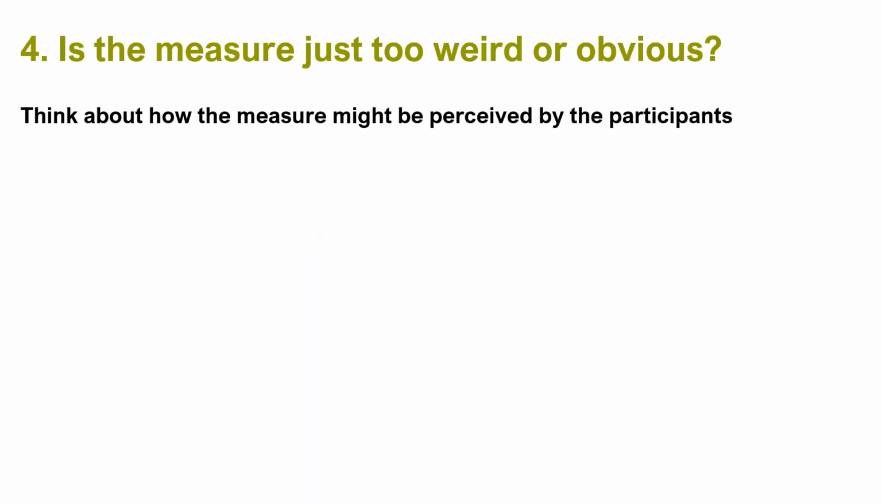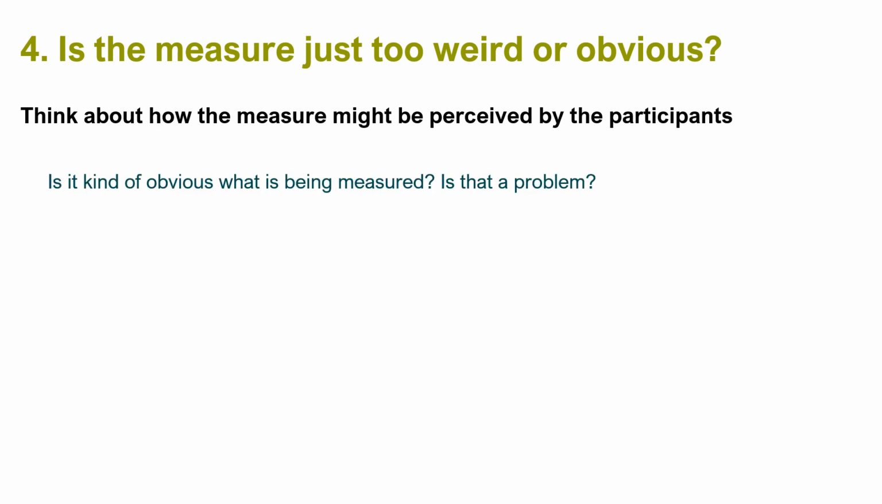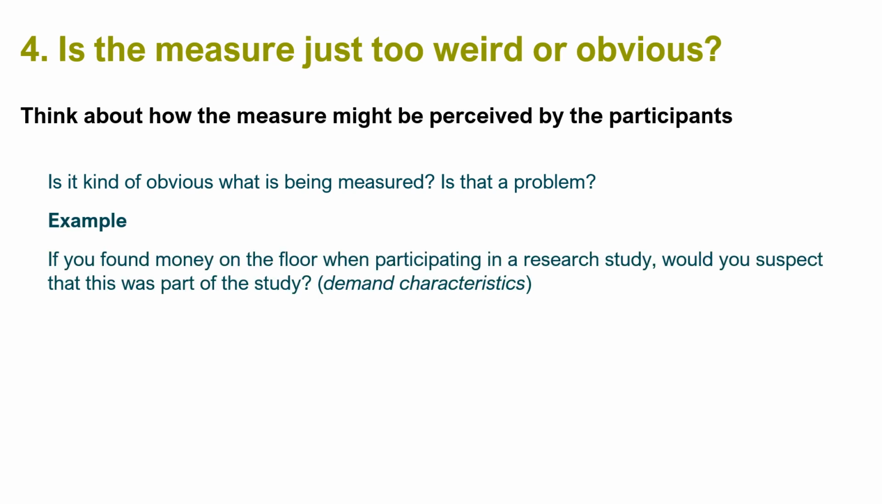Think about how the measure might be perceived by the participants. Is it kind of obvious what is being measured, and is that a problem? So for example, if you walk into a research study and you find a bunch of money on the floor, would you suspect that that is actually part of the study? And would that influence how you respond to the money?